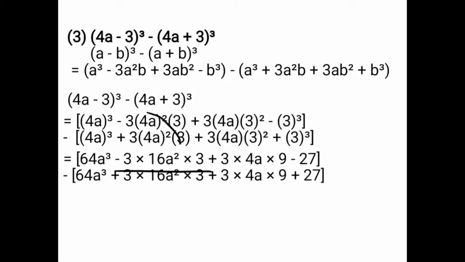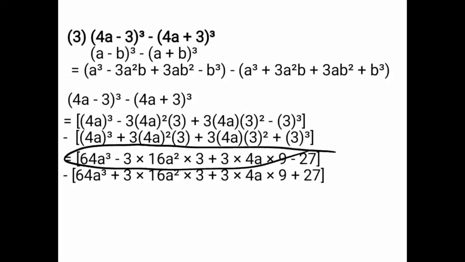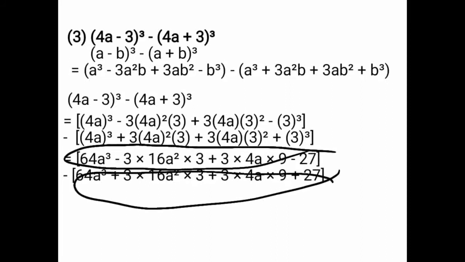Square of 4a is 16a square. Then in plus 3ab square, b is 3, so square of 3 is 9. So this is the multiplication form of 3a square b plus 3ab square in both the brackets. This is the expansion formula of (a minus b) the whole cube, and this is the expansion formula of (a plus b) the whole cube.